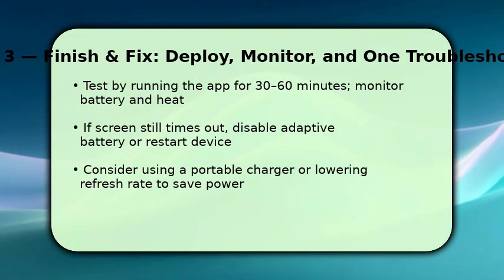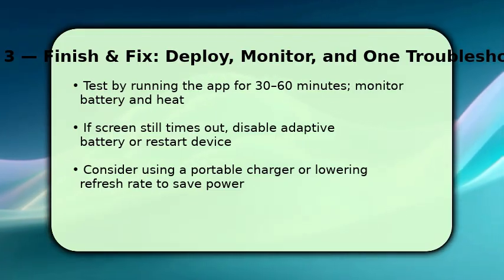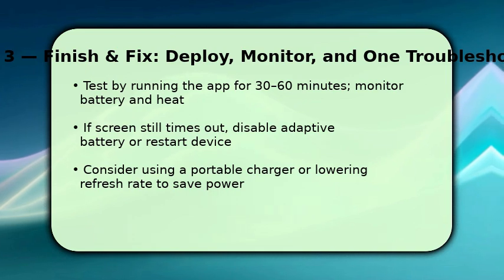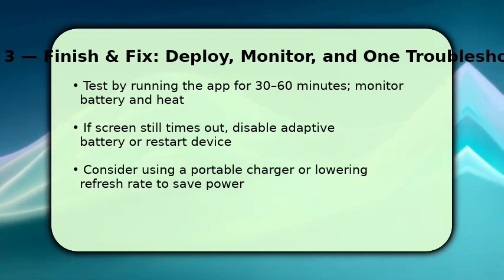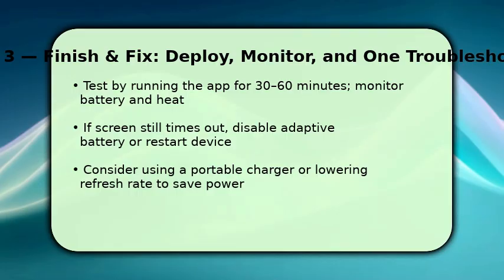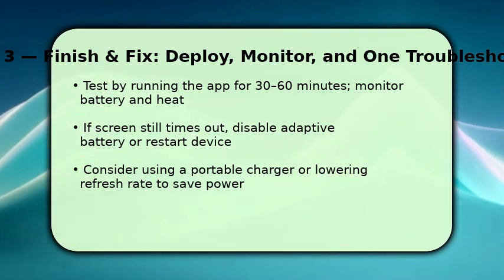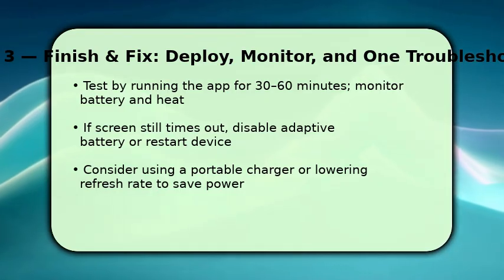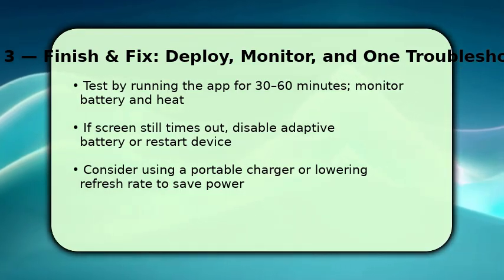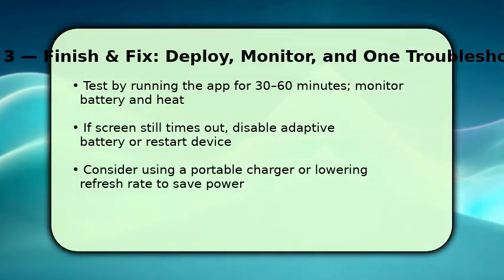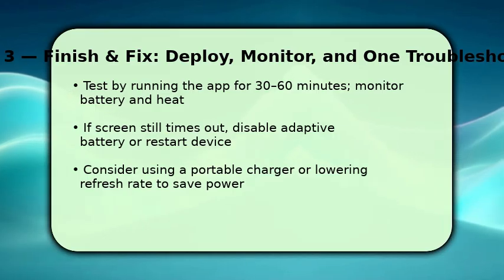Run your target app for 30 to 60 minutes and watch battery drain and device temperature. If the screen still times out, go back and disable adaptive battery or battery optimization for that app, then restart the phone to apply changes. If problems persist, lower the display refresh rate, reduce brightness, or use a portable charger to extend usable time. These adjustments help because they reduce power.